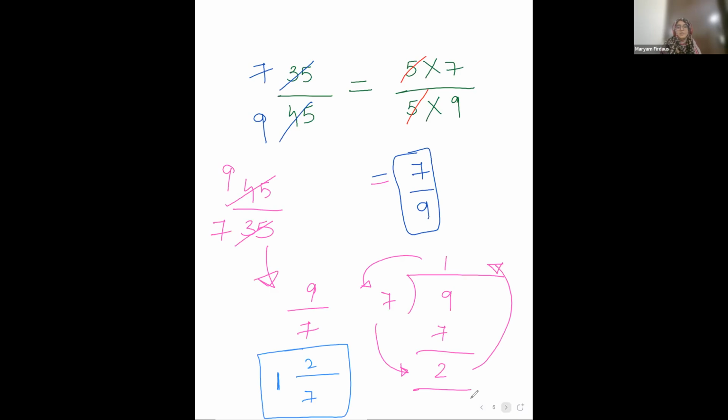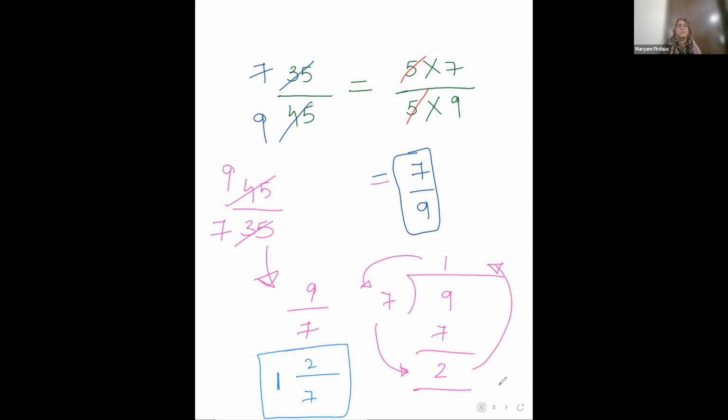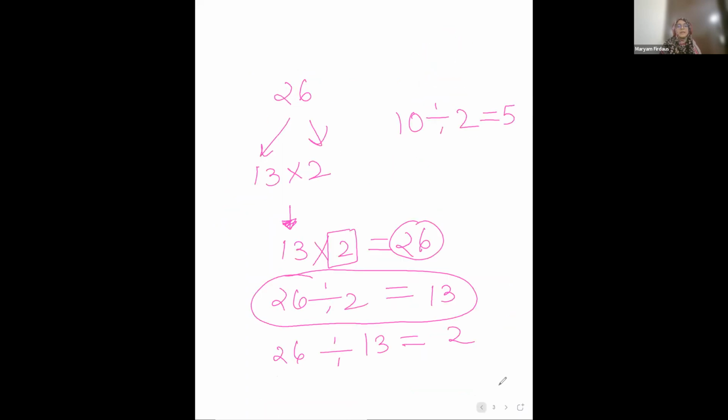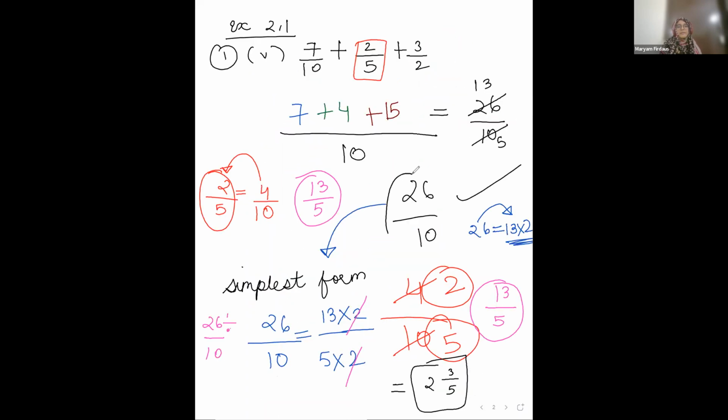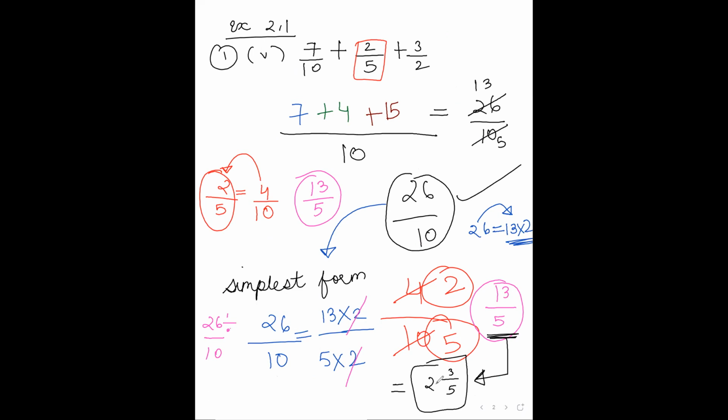We didn't complete the 7th one. I was just asking. We are clear with this question. Yes. So the final answer is 26 by 10. That's not the final answer. You have 26 by 10, then you convert it to the simplest form, and then you convert that into a mixed fraction. Wait, can you show how to convert 26 by 10 into simplest form?